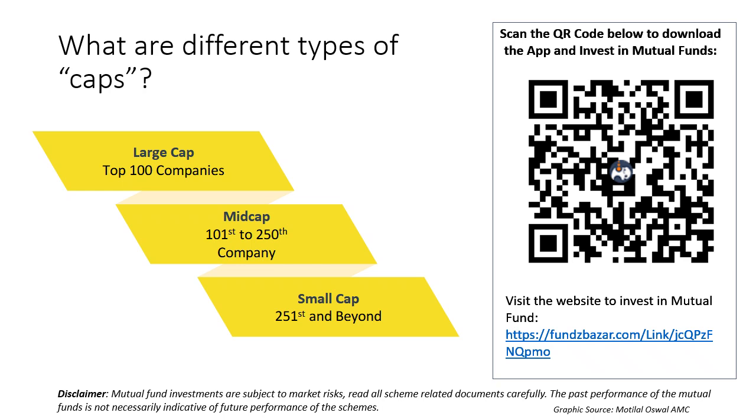So when you list or rank all the listed companies on a particular stock exchange in the decreasing order of their market capitalization, the top 100 companies are called large cap companies. The next 150 companies, so companies ranked 101 to 250th, are mid cap, and companies ranked 251st and beyond are small caps. So when we are talking about small cap funds, those funds predominantly invest in the small cap category. So companies ranked 251st and beyond.